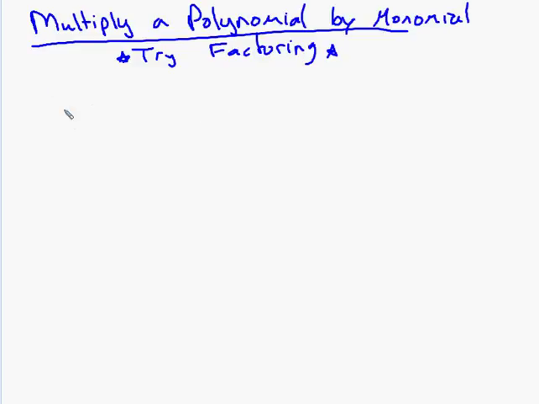So we're going to multiply a polynomial by a monomial. A monomial is one term, a polynomial is multiple terms. Let's just try a really simple one. Let's say I have negative 8 times 2y plus 1. How would you do that? You distribute. We distribute and we take the sign with the number.